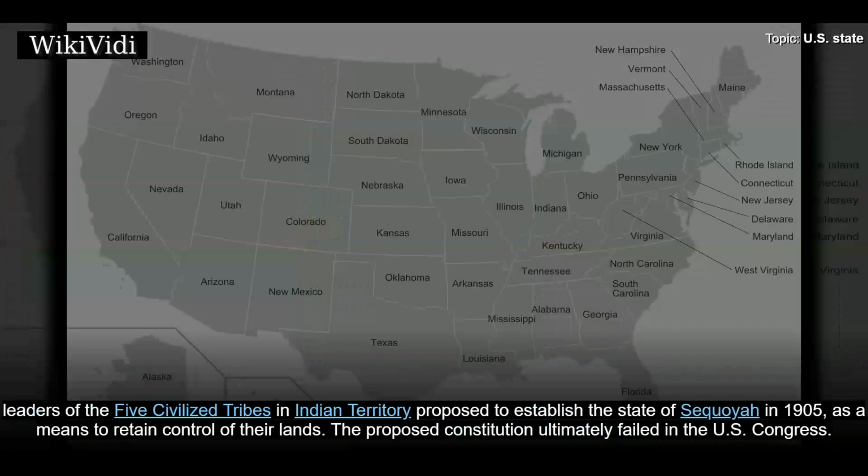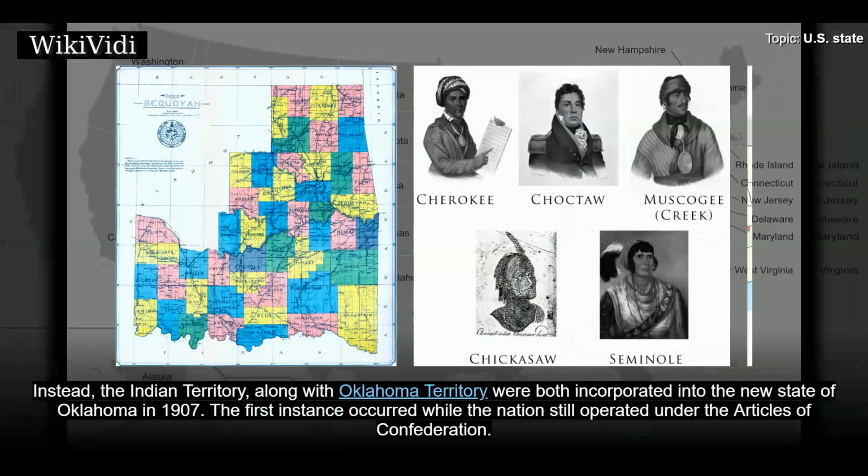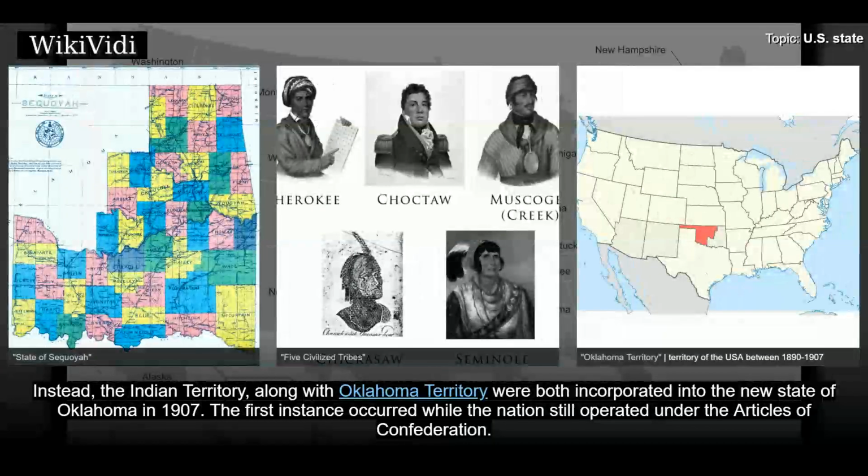In another, leaders of the 5 civilized tribes in Indian Territory proposed to establish the state of Sequoia in 1905, as a means to retain control of their lands. The proposed constitution ultimately failed in the U.S. Congress. Instead, the Indian Territory, along with Oklahoma Territory, were both incorporated into the new state of Oklahoma in 1907.